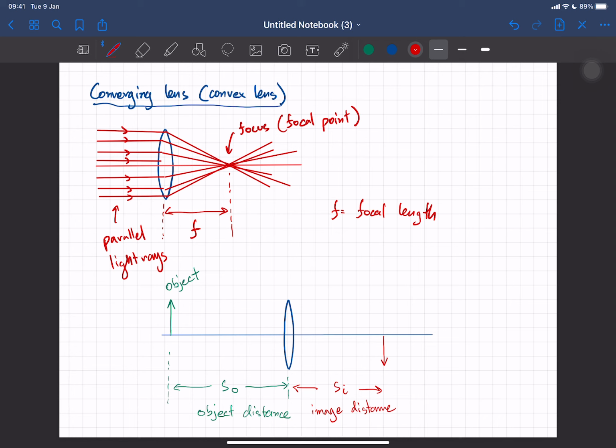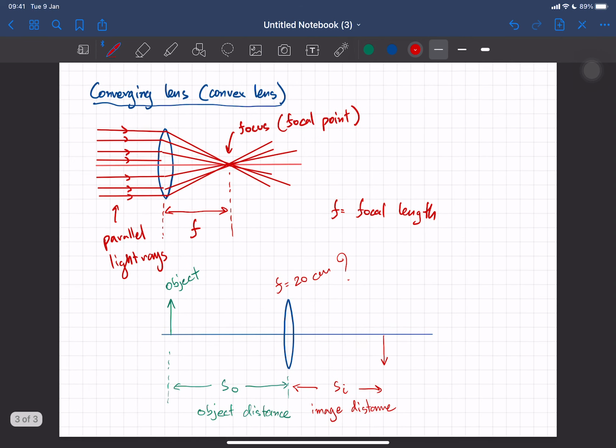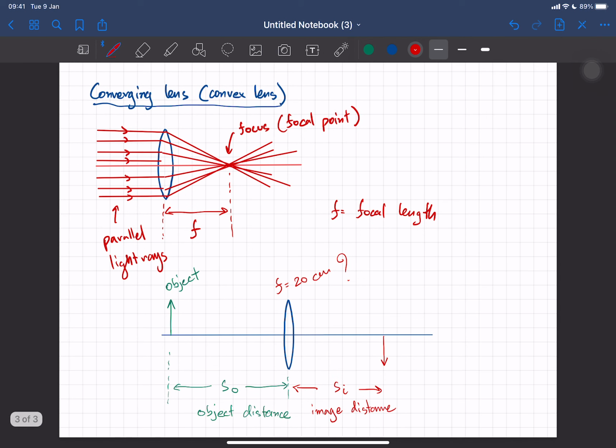And again, the lens is characterized by one number, which is the focal length. Let's say focal length is 20 centimeters, right? So what's going to happen? Given SO, what is SI? That's the goal here. Okay, that's a very easy way of trying to figure out what's happening here.